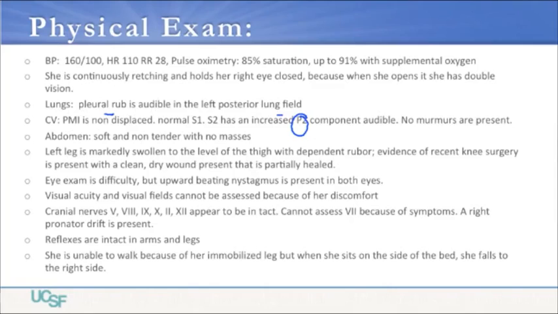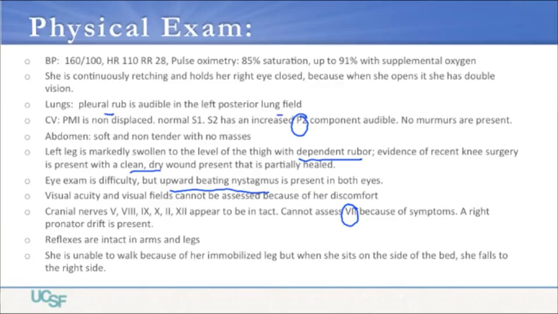Abdomen is normal, and the leg continues to be markedly swollen to the level of the thigh with what's known as dependent rubor. It turns red when her leg is dangling. Obviously, it's clear that she's had recent knee surgery, and there's no evidence of infection there. Her eye exam is somewhat difficult because she keeps vomiting every time she opens her eyes, but it's clear that she has upward beating nystagmus in both eyes. We're unable to assess her visual acuity and her visual fields, and some of her cranial nerves can be tested and are intact, but we really can't assess cranial nerve 7 because of her symptoms.